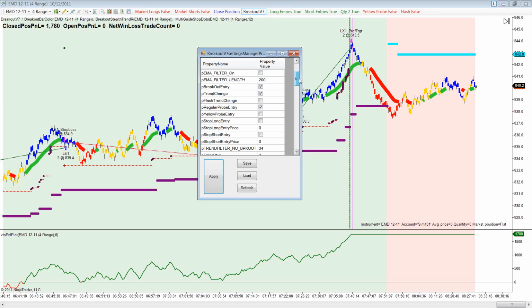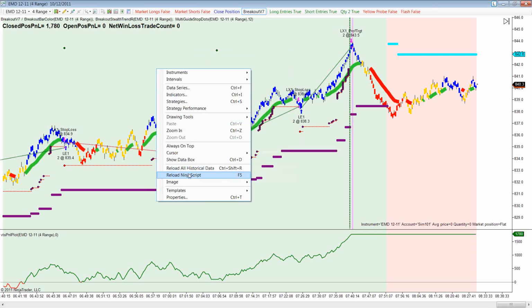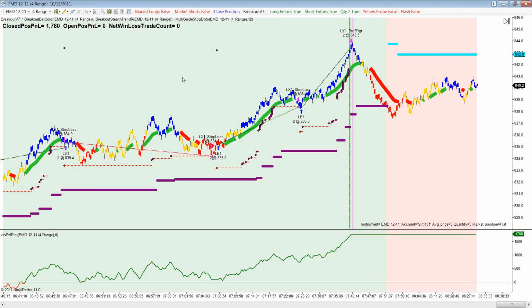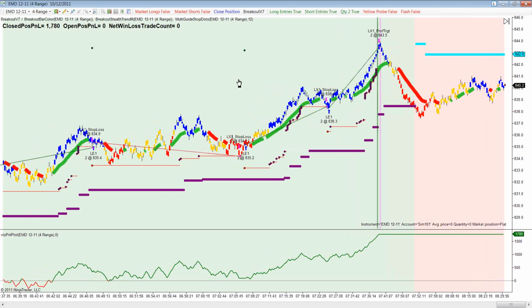Just to show an example too, you can also turn the EMA filter on. Let's just see what this would have done. I have no idea what it would have done, but we can also say, all right, we're going to also filter it against a 200 EMA. I don't know what it would have done. Let's take a look. Pretty much the same thing, because we must have been above it.